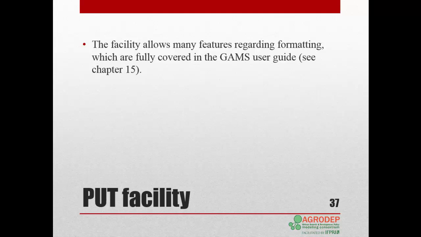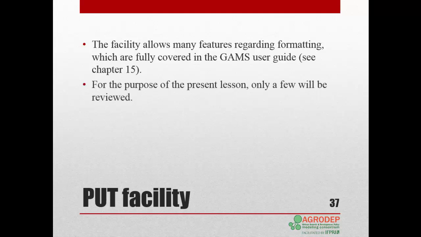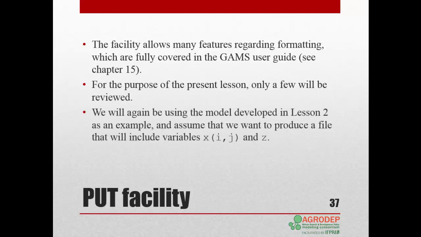The put facility allows many formatting features. They are fully covered in Chapter 15 of the GAMS User's Guide. In this lesson, we will only review a few features. As illustration, we return to our model of Lesson 2, and we want to create an output file that includes variable Xij and Z.